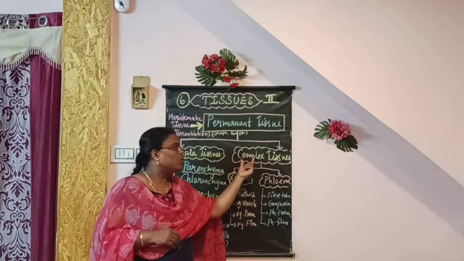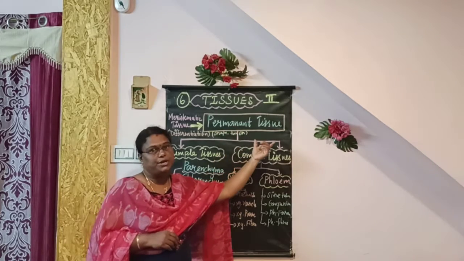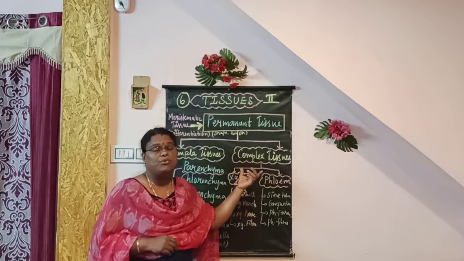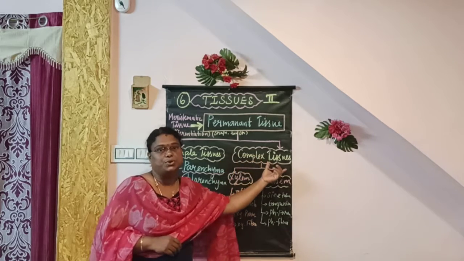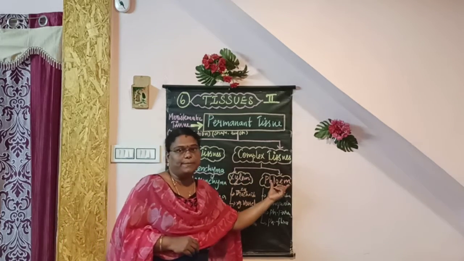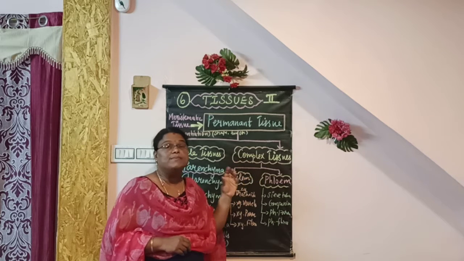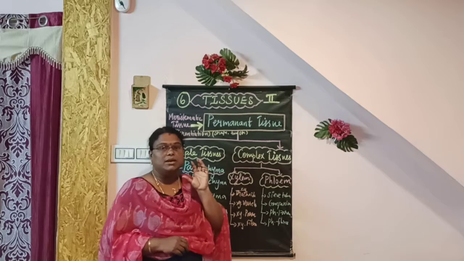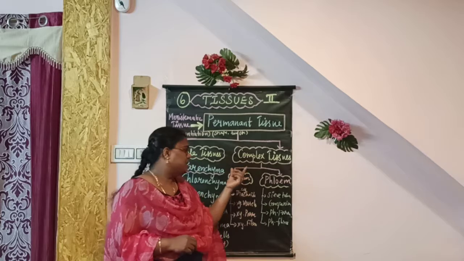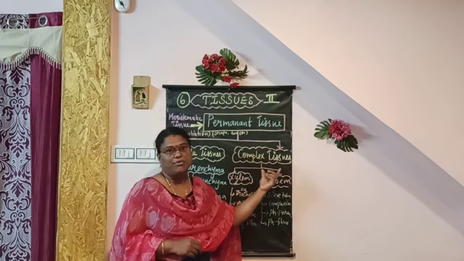Next we are going to see complex tissues. Complex tissue is another type of permanent tissue. Complex tissue is composed of more than one type of cells, so they are called complex tissues. There are two types of complex tissues: xylem and phloem. Xylem and phloem perform the same function, that is conduction. But xylem conducts water materials and phloem conducts food materials.